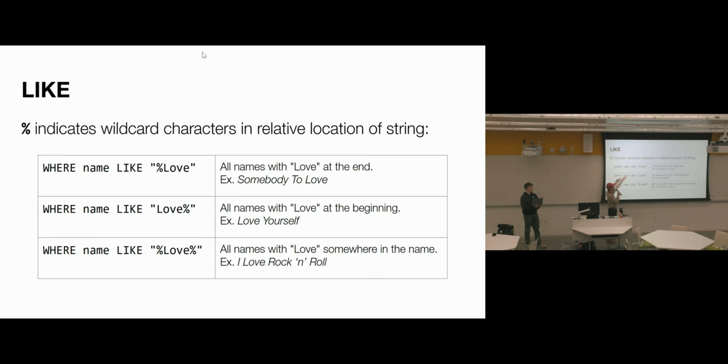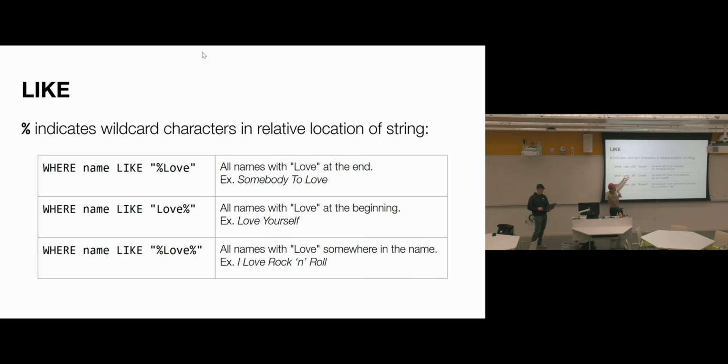And then with the help of these percent signs. If you have this placeholder in the front and then love, that means the name could contain whatever in the front and then end with love. Similarly, love and then percent afterwards, it's going to start with love, then anything. And if you want love just to be in the name, regardless of where it is, you have something before, something after, and then love.